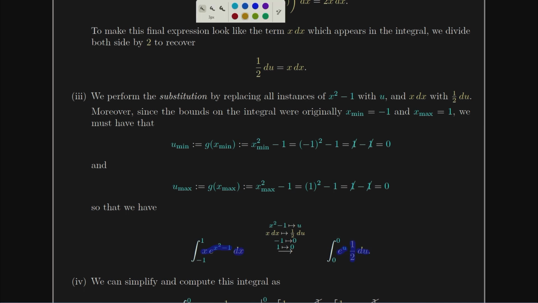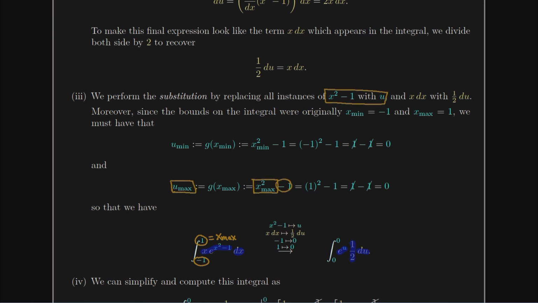But let's go ahead and talk about swapping bounds. So this 1 and -1 need to get swapped. Well, I have that 1 is equal to x max, and I also know that u is equal to x squared minus 1. So that means u max is x max squared minus 1. In other words, it's equal to 1 squared minus 1. u max has to be equal to 0. So I'm going to replace the x max with u max, which happens to be 0.